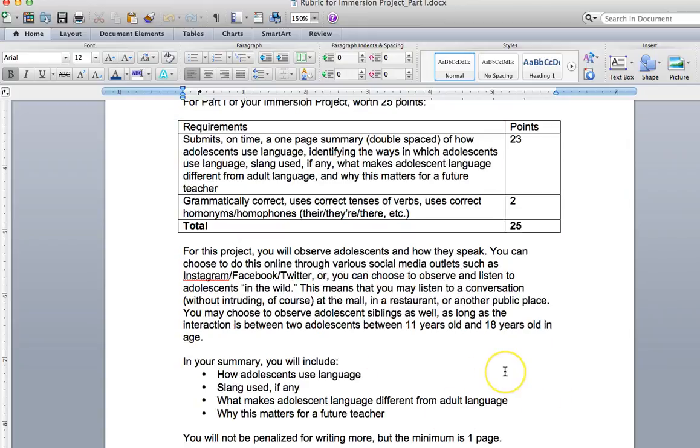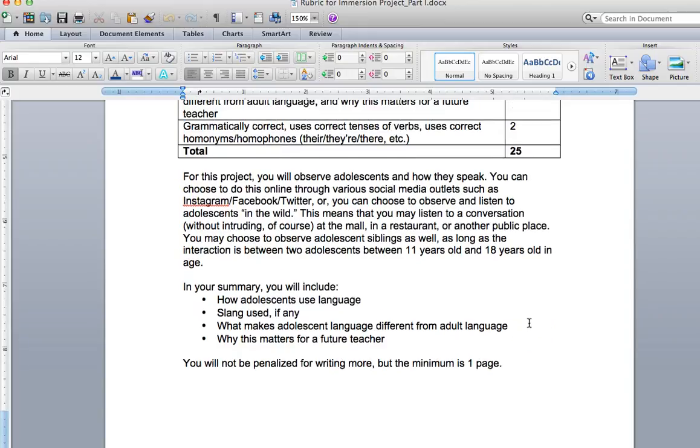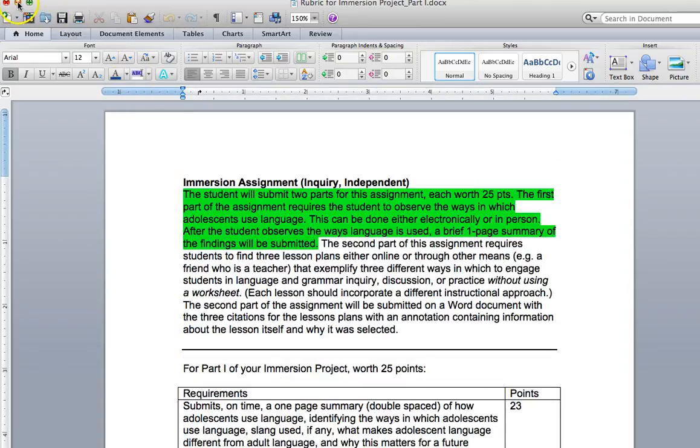Like I said, you can go and look at Instagram, Facebook, and Twitter. As long as it's adolescents in the wild, so to speak, it's fine. They should be 11 years old to 18 years old in age. In the summary, like I said, you'll include how adolescents use the language, how the slang is used, what makes adolescent language different from adult language, why this matters for a future teacher. You won't be penalized for going over a page, but it has to be a minimum of a page.